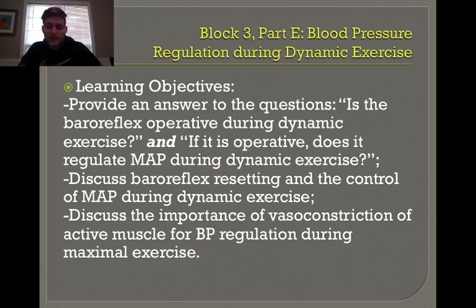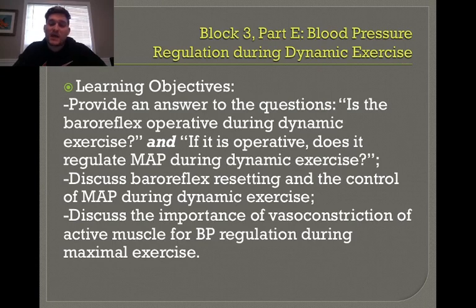And so during exercise, blood pressure increases. And so the question is, well, is then the baroreflex just turned off? Does it have a role in regulating blood pressure, allowing our blood pressure to increase, or is there some sort of other mechanism that allows the baroreflex to control our mean arterial pressure during dynamic physical activity, right? And then we're also going to discuss today the baroreflex resetting, so that's basically the answer to that first question, and the control of mean arterial pressure during dynamic exercise.